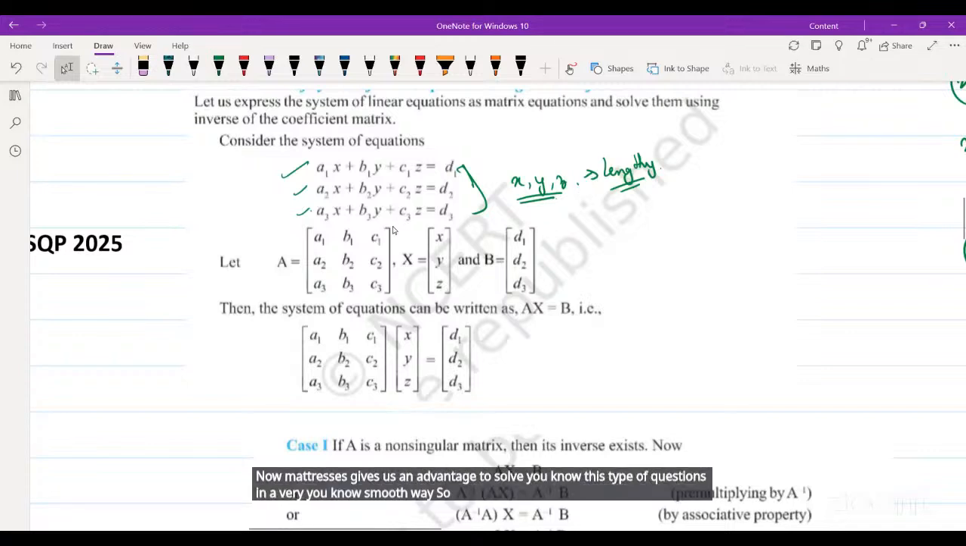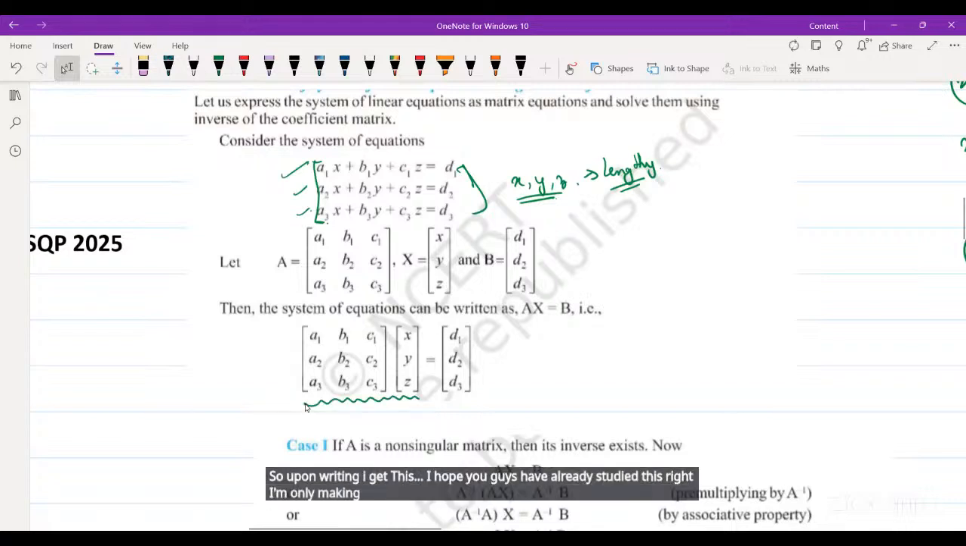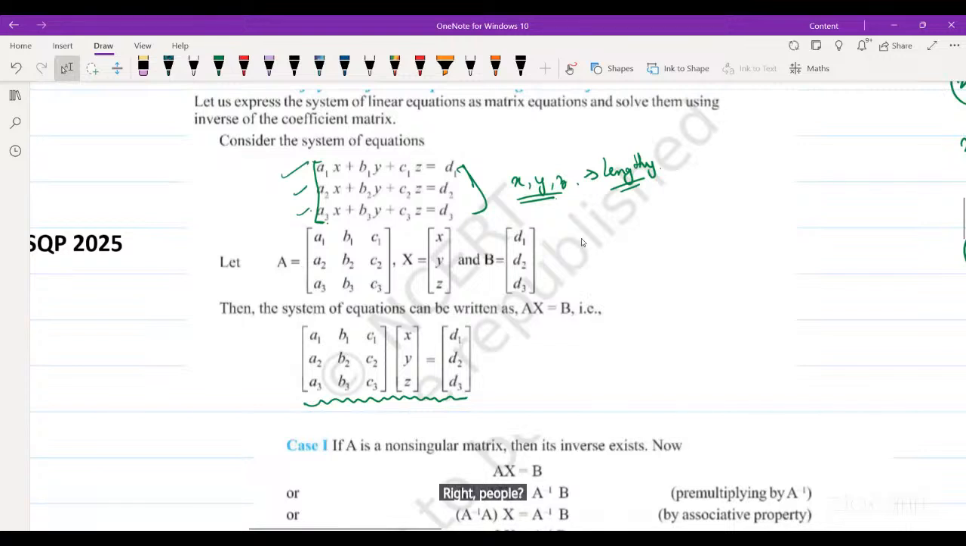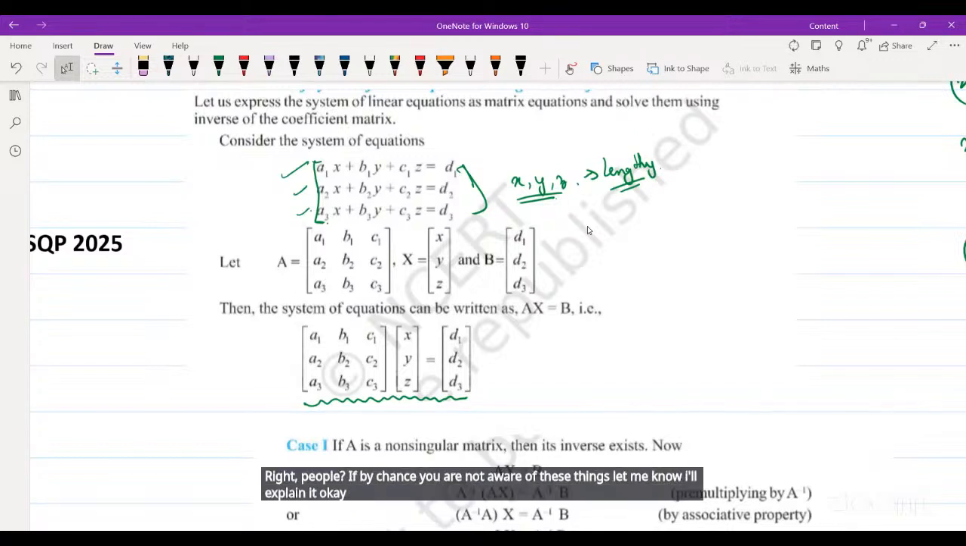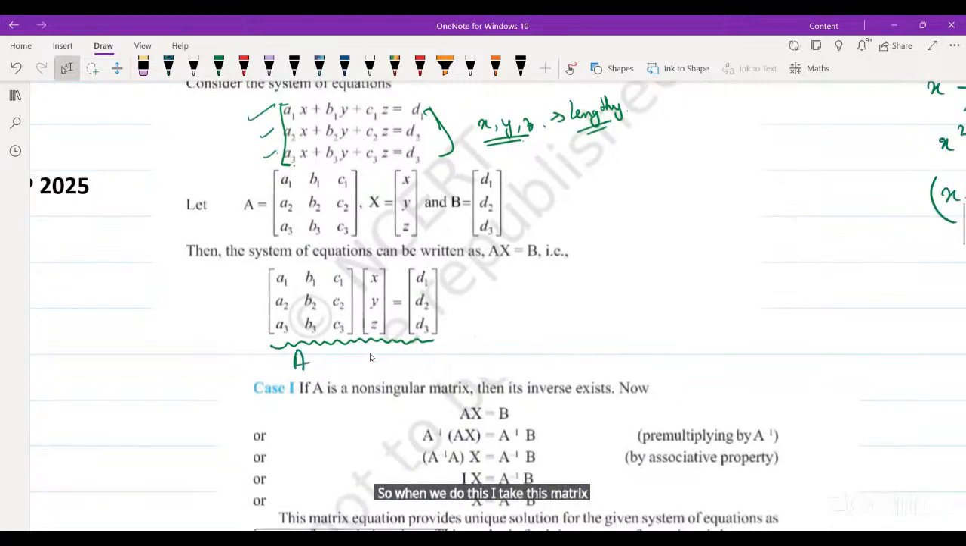So how do we do it? Basically, what we do, we write this system of linear equations as a product of matrices. So upon writing, I get this. I hope you guys have already studied this. I'm only making you revise, right, people? Or if by chance you are not aware of these things, let me know, I'll explain it. So when we do this, I take this matrix as A, I take this matrix as X, and this as B. So I can write AX is equal to B.